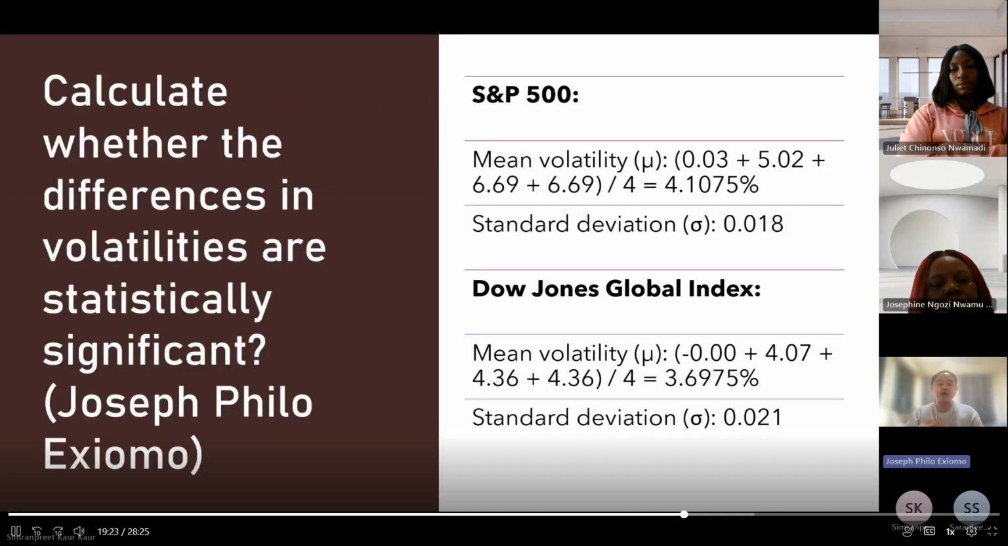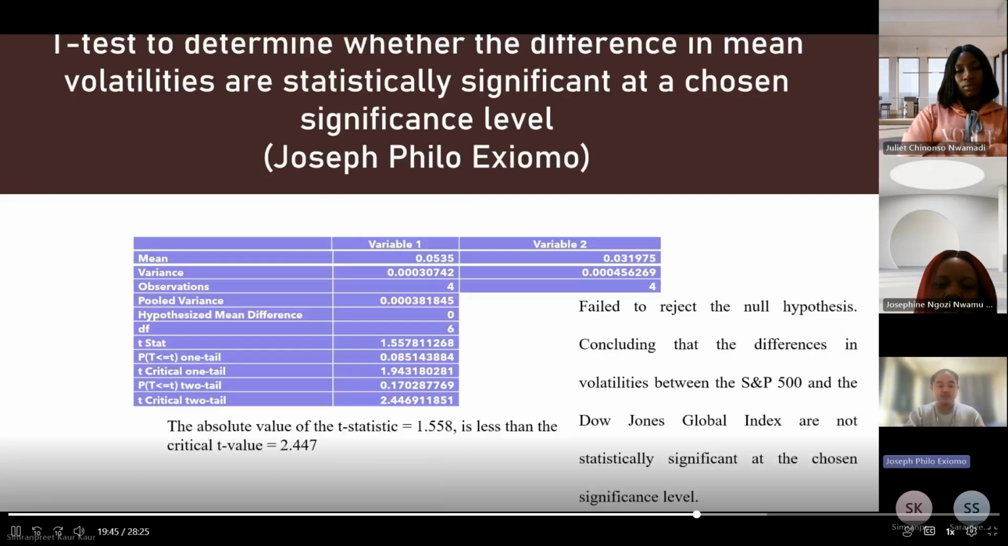So we also calculate whether the difference in volatilities is statistically significant. So in this case, we gather the mean volatility and standard deviation between the two indexes. And from then we will be able to conclude whether we will reject or accept the null hypothesis. Next slide. And from this, we failed to reject the null hypothesis because the absolute value of the t statistic is less than the critical t value. Therefore, we conclude that the difference in volatilities between the two indexes is not statistically significant at the chosen significance level.